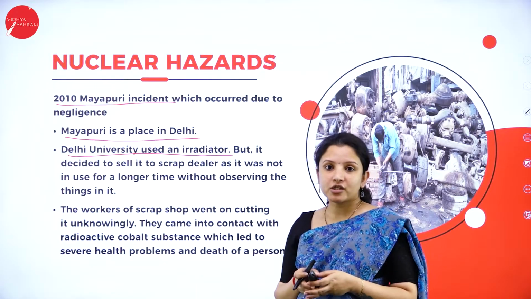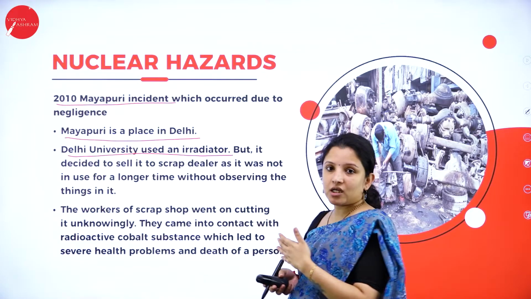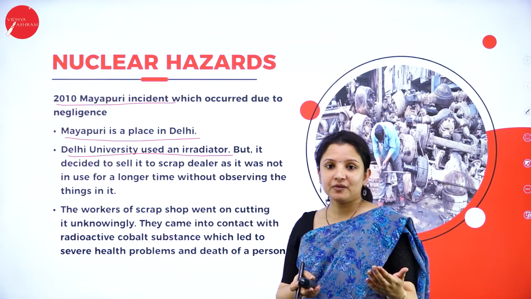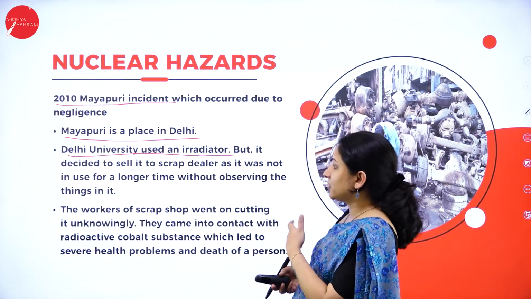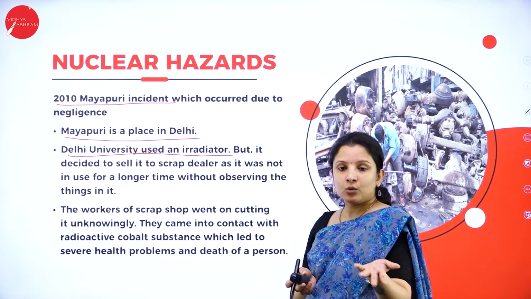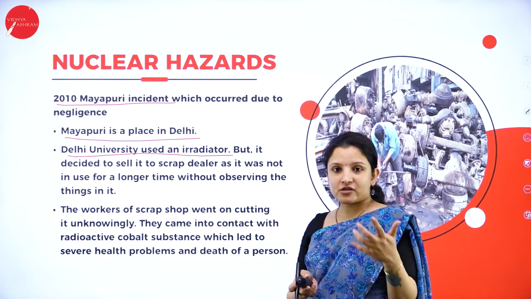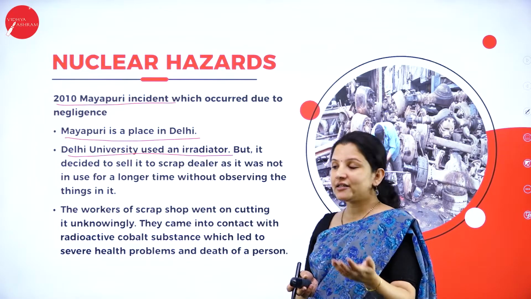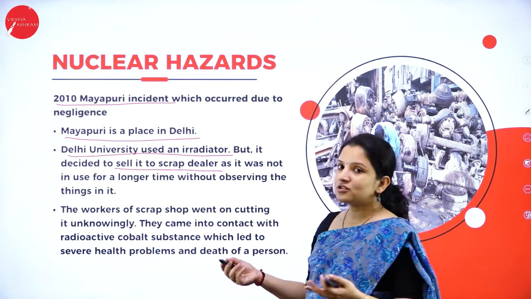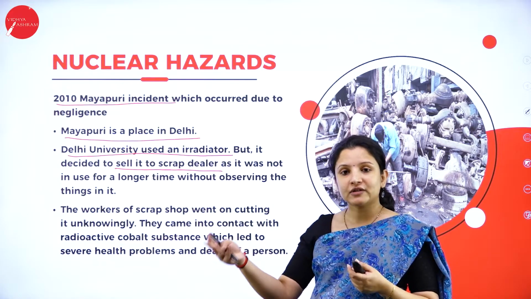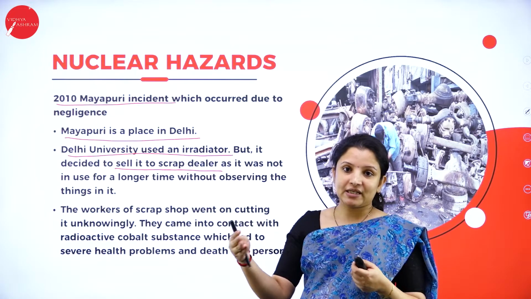How illogical of them to think of selling such a material to common people who don't even know anything about it, right? So that is what happened here. The Delhi University was working on an irradiator, and once they finished with all the experiments, they decided to sell it to scrap dealers. Scrap dealers will not know the importance of that particular material, or what problems those materials can cause.